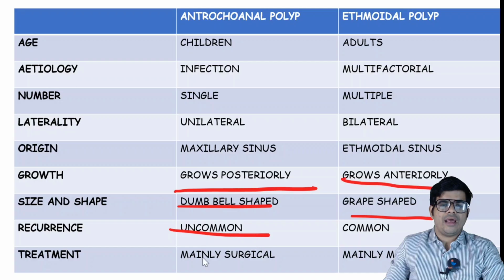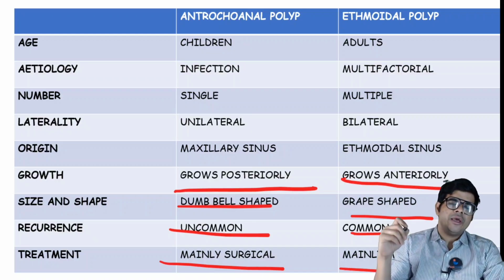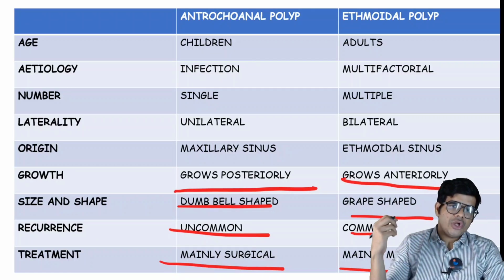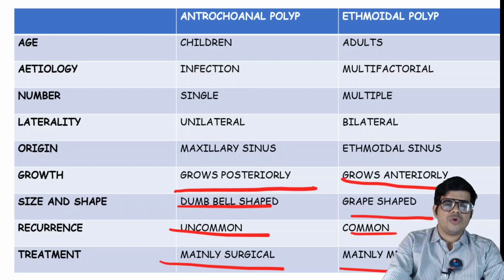Recurrence is uncommon, and the treatment is mainly surgical in case of AC polyp, whereas in ethmoidal polyp recurrence is common and mainly the treatment is medical. So even after the surgery, you will have to go for continuous nasal spray in case of ethmoidal polyp. Okay, so that's all about polyposis, and let me revise the things that we already discussed today.